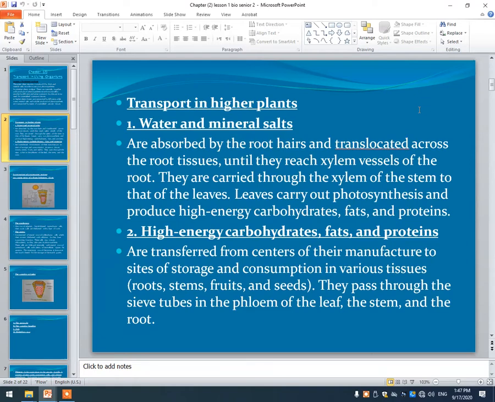Leaves carry out photosynthesis and produce high energy carbohydrates, fats, and proteins. These are transferred from the centers of their manufacture to sites of storage and consumption in various tissues, like root, stem, fruits, and seeds. They pass through the sieve tubes in the phloem of the leaf, stem, and root.